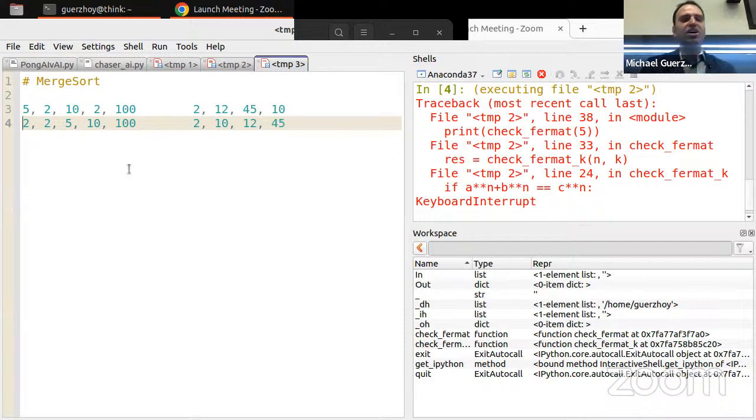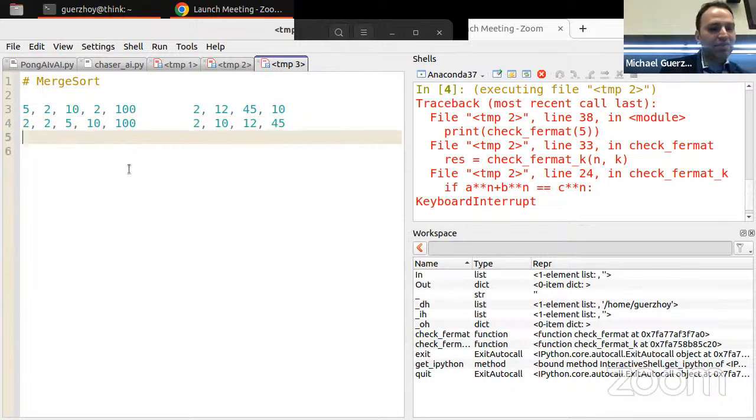And the idea is, okay, once this is sorted and also this is sorted, it's easy to bring them together by just saying, okay, so I have 2 and 2 and 2 here. So I'll write 2, 2, 2. And then what comes next? Well, it's the 5.